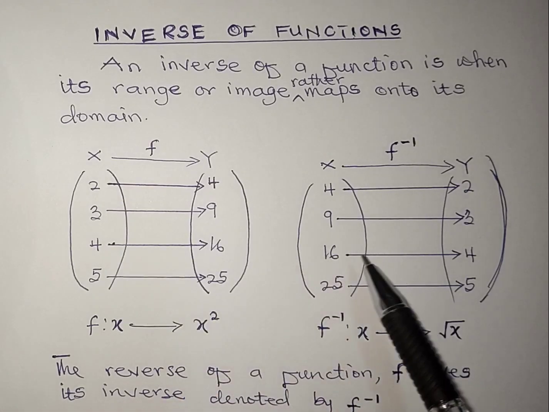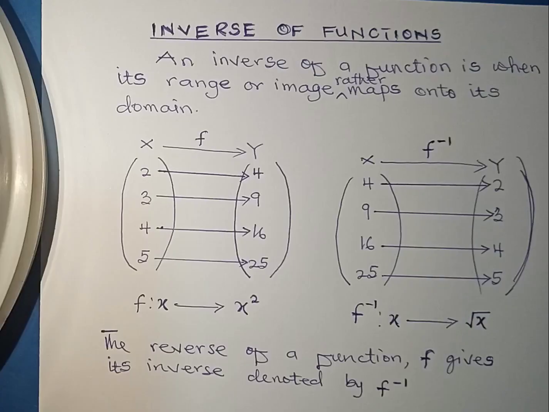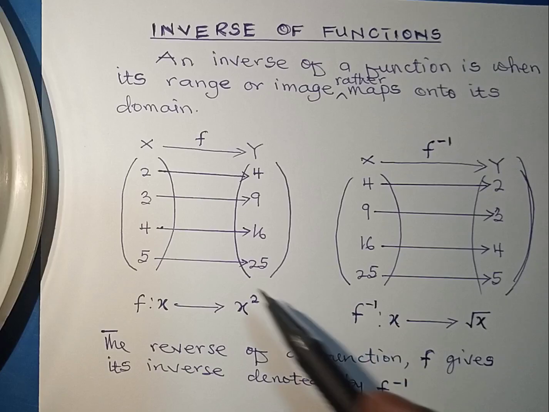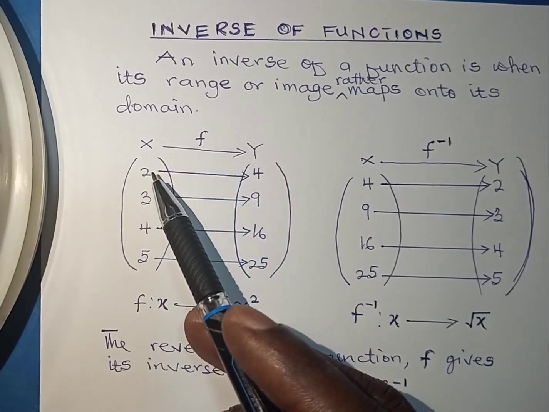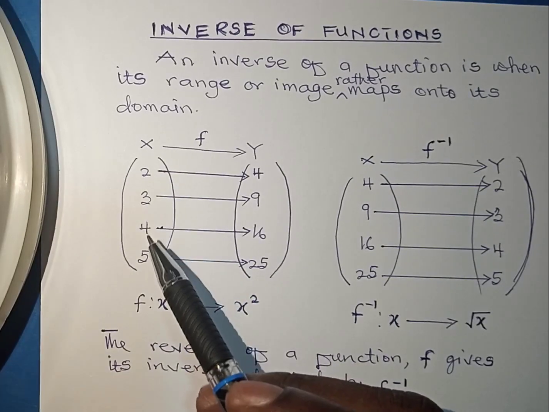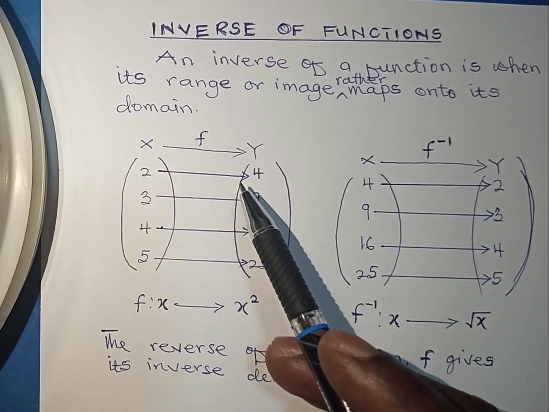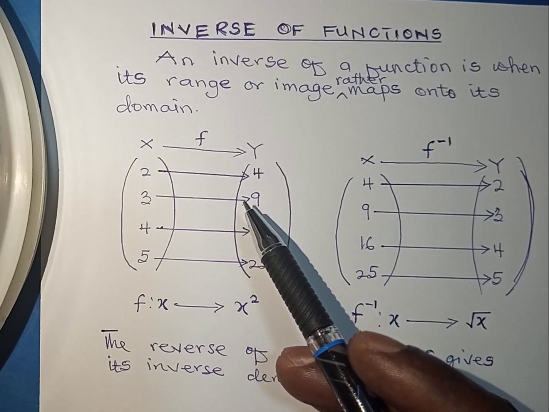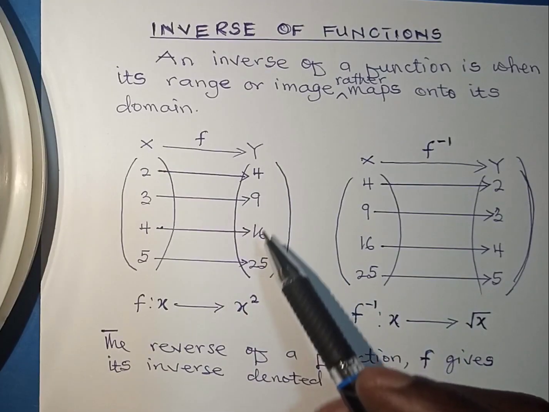So let's look at these two diagrams. For the first diagram, you see that we have the function f. We have this domain, which is 2, 3, 4, and 5, each of them mapping onto their corresponding image or range. Have you seen that? Good.